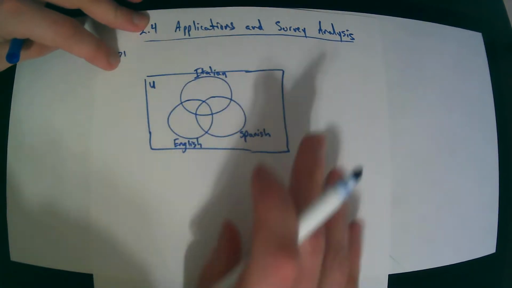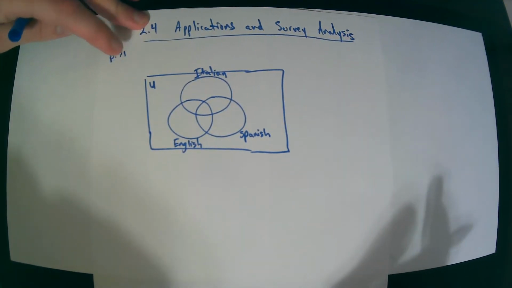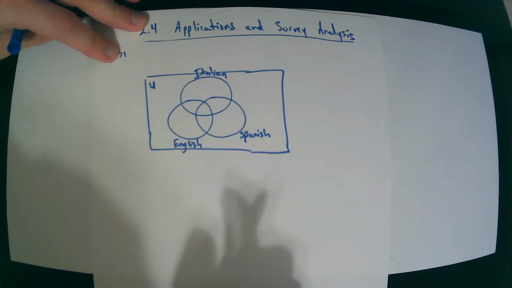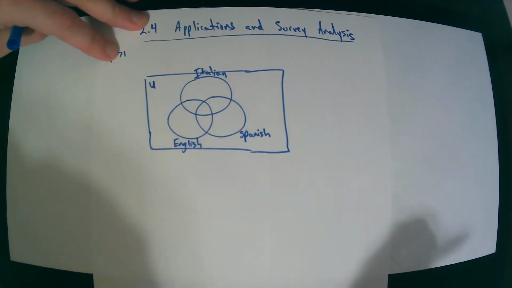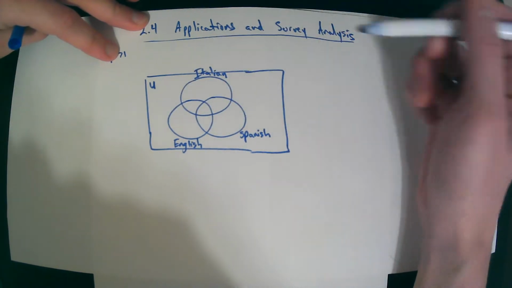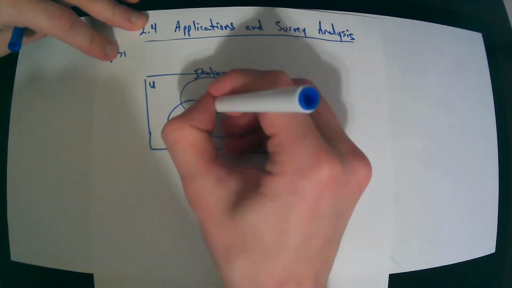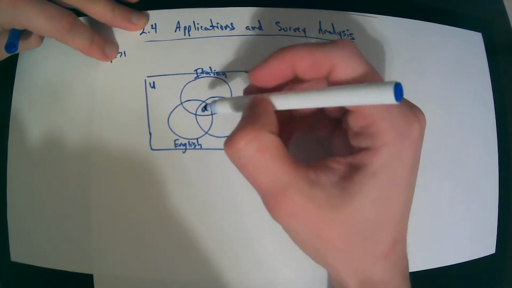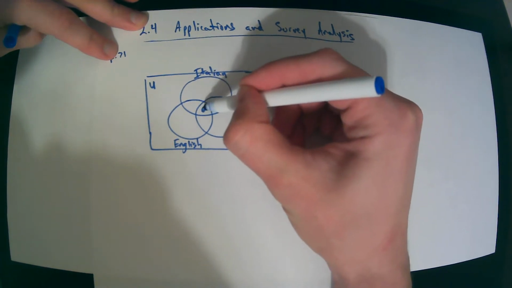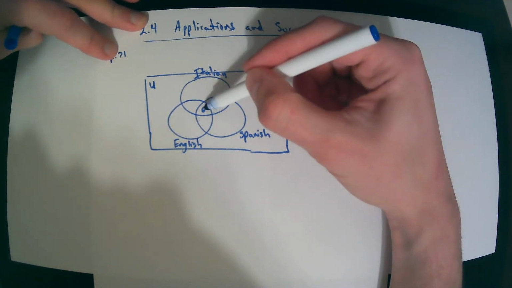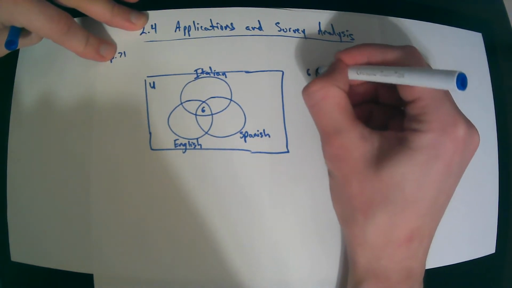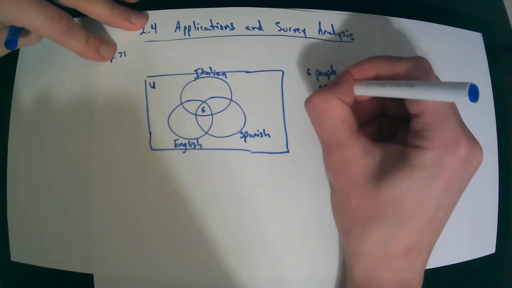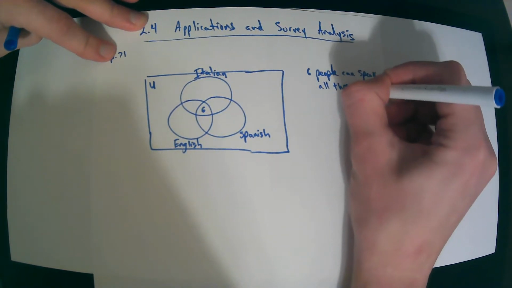Okay, so this apparently came from a survey that a tour guide gave, and now we've got the data and we're going to analyze it. So we see a bunch of different numbers inside each of these different little sections of the Venn diagram. Starting from the very middle, we've got a 6 right in the middle. This means, since it's right in the center, it's in the intersection of English, Spanish, and Italian. See, it's in all three of these circles. So 6 people can speak all three languages.